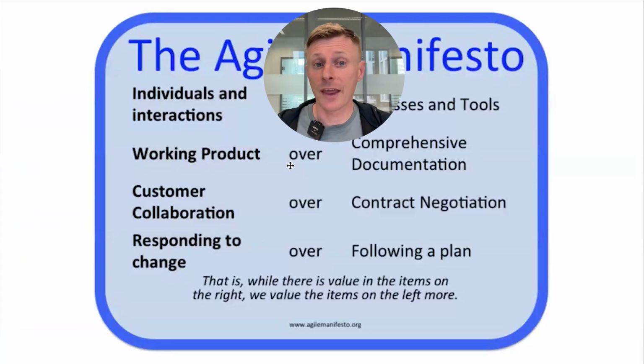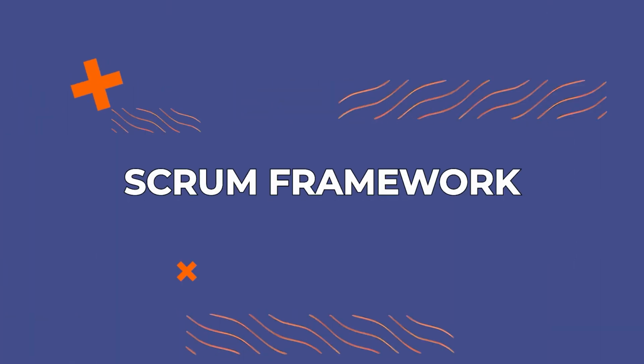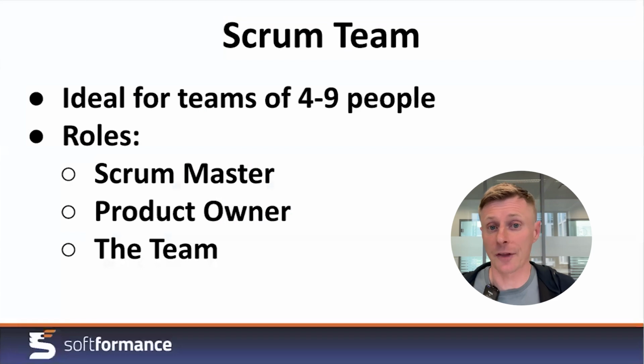The 4 principles of the Agile Manifesto laid the foundation for the methodology. But how do you apply them to real-life projects? This led to the development of the 2 most popular implementations of the Agile Manifesto, which are Scrum and Kanban. Scrum framework. One of the most popular implementations of the Agile methodology is the Scrum framework.